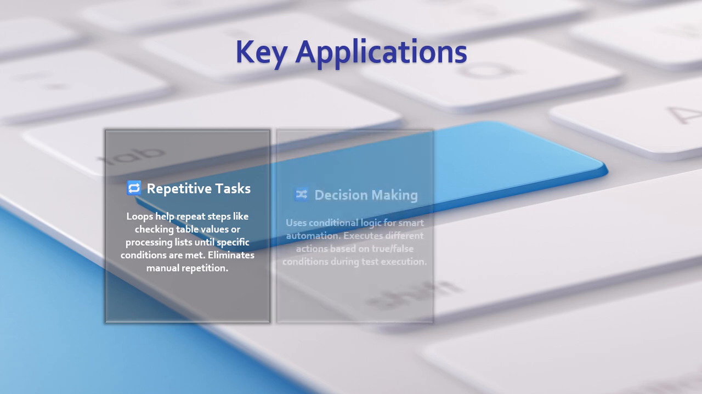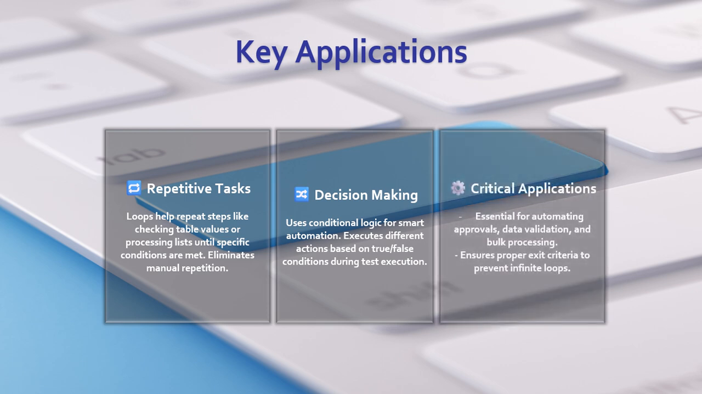At the same time, we may need to decide what action to take based on certain conditions, such as executing one step if a condition is true and another if it's false. That's exactly what loops and conditional logic are designed for. In Certify, they are essential for automating tasks like approvals, data validation, and bulk processing. And it's important to make sure proper exit criteria is added to avoid infinite loops.